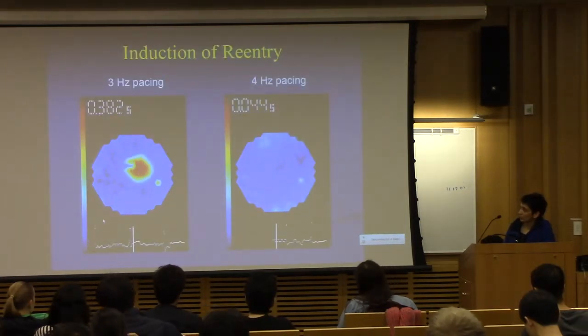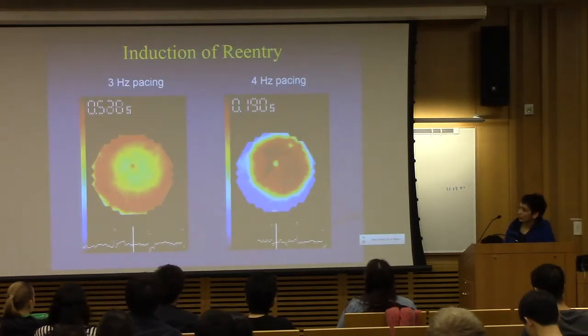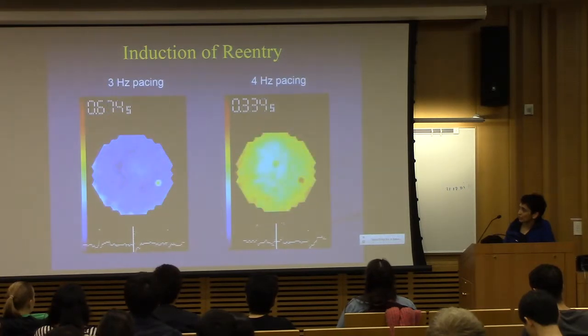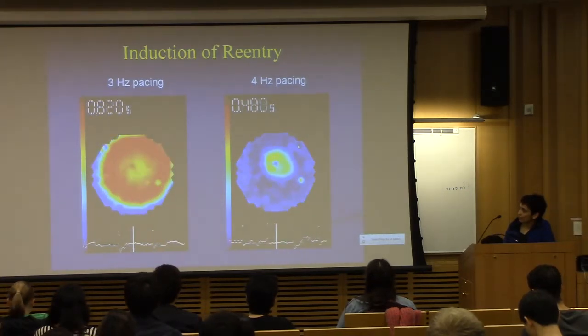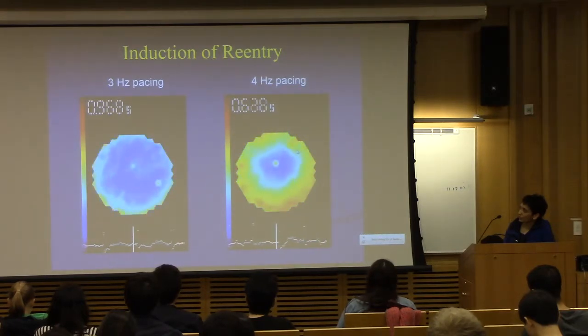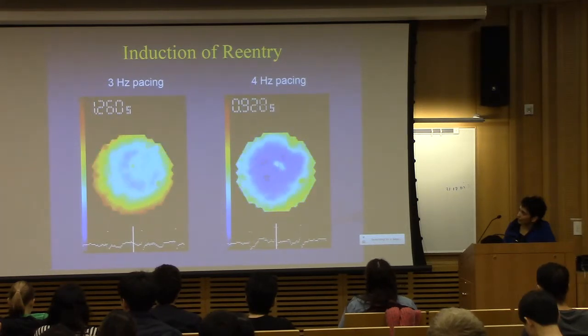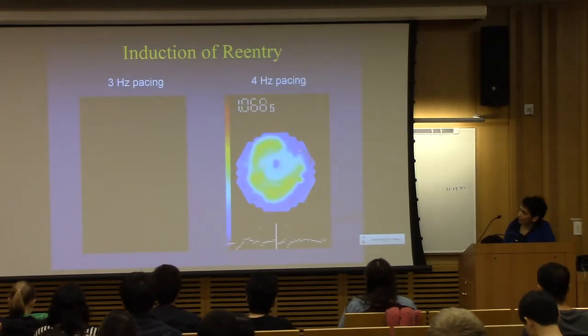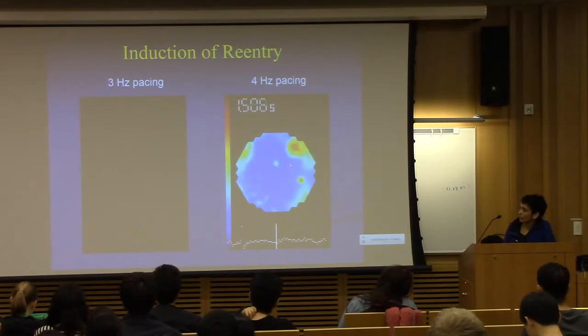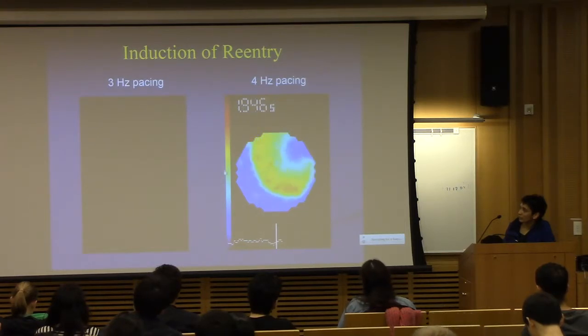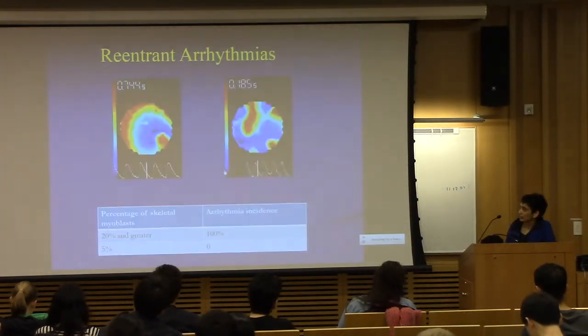And I'll show you an example of how arrhythmias get initiated. This is an example of point pacing in a monolayer in a co-culture. I'd like to draw your attention over here. You can see a wave break developing at 4 hertz. At 3 hertz, there's no problem. At 4 hertz, you can see there's a wave break, and then you get re-entry. So this is an example of arrhythmia initiation in a two-dimensional culture. This would look like ventricular tachycardia in a patient.